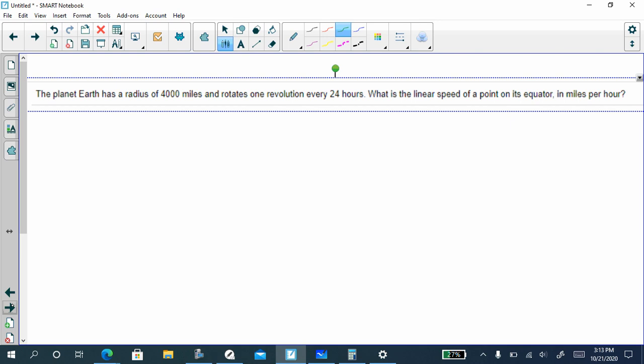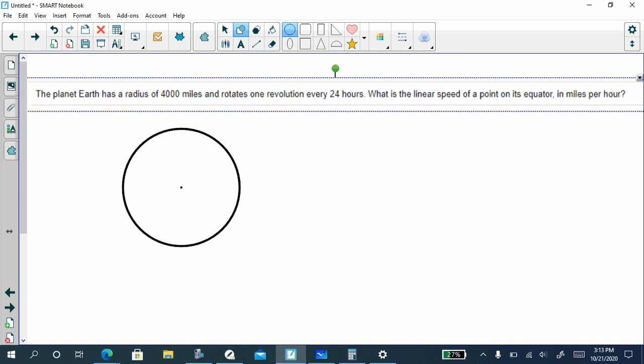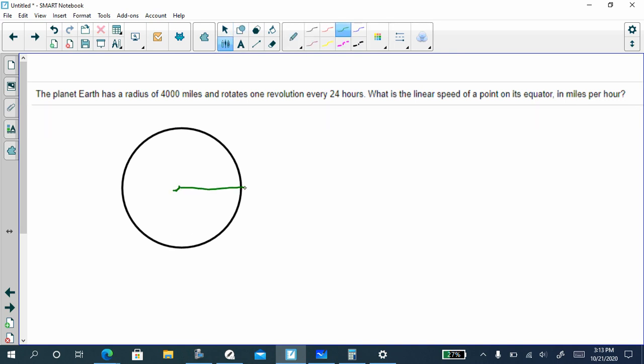All right, here we're talking about the radius of the Earth. So let's draw a circle. The radius of the Earth is given as 4,000 miles.